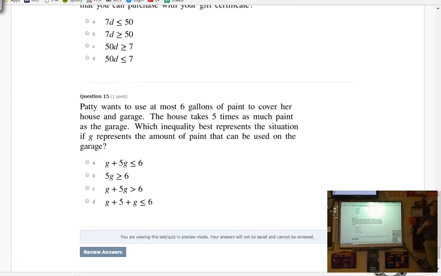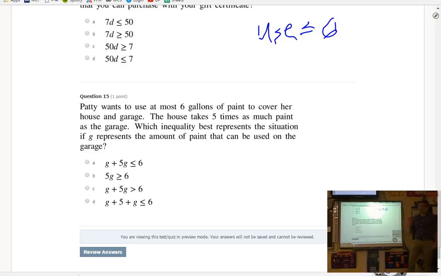Patty wants to use at most 6 gallons. So, can she use all 6? I don't know what's going on, but I'm not correcting it again. We don't have time. She could use all 6. It could be equal. Could she use more than? No, she's only got 6. So she can use less than or equal to 6.